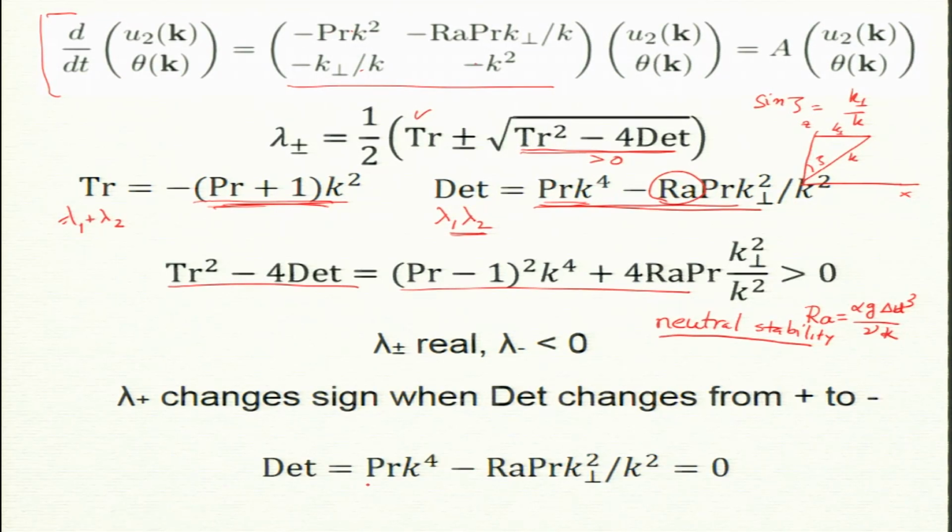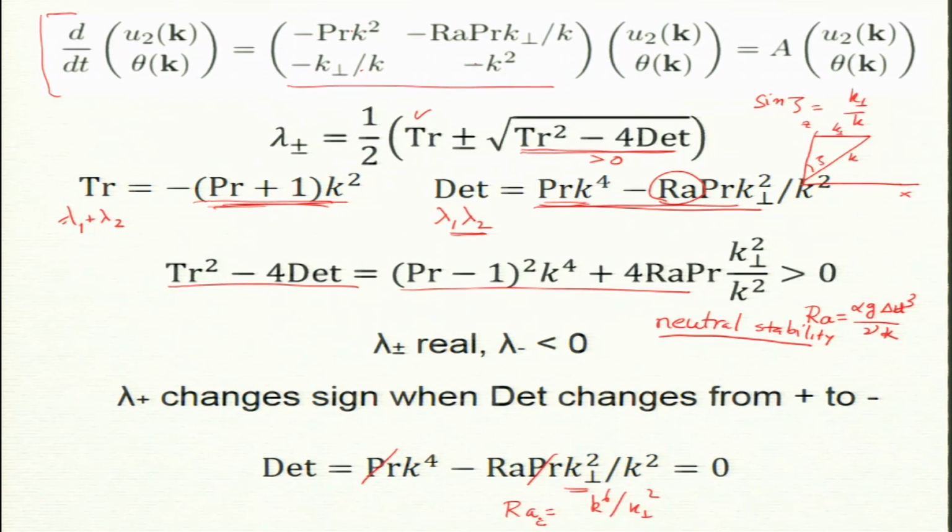When I increase Rayleigh, it goes from positive to negative, that is correct. So, the transition happens when the determinant is 0, and now you can easily see what the value of Rayleigh is. Rayleigh Pr cancels. So, it is k to the power 6 divided by k perp squared. Here k is the wave number and k perp is a component of the wave number. So, given the wave number, I know what the Rayleigh critical should be. I define it as Rayleigh critical, Ra_c.